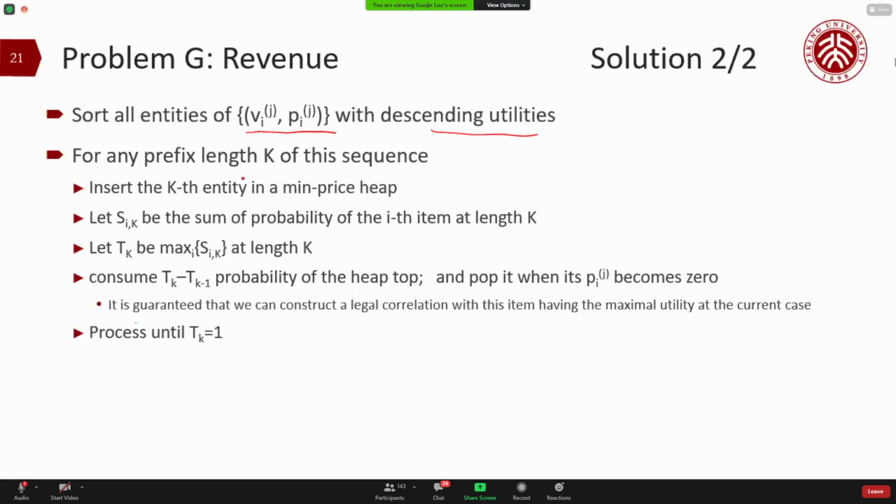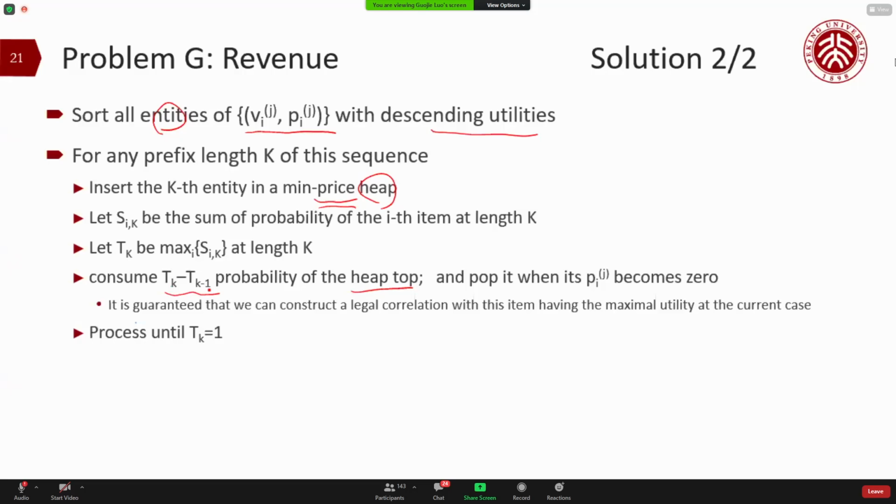So we process this sequence one by one. For any previous length k of this sequence, we insert the kth entity in a min-price heap, and the top of the heap is the one with the minimal price among the previously added entities. Let S_ik be the sum of the probability of the ith item at length k, and T_k be the maximum of this probability. Next, we get the entity from the top of the heap, and it consumes this amount of probability.